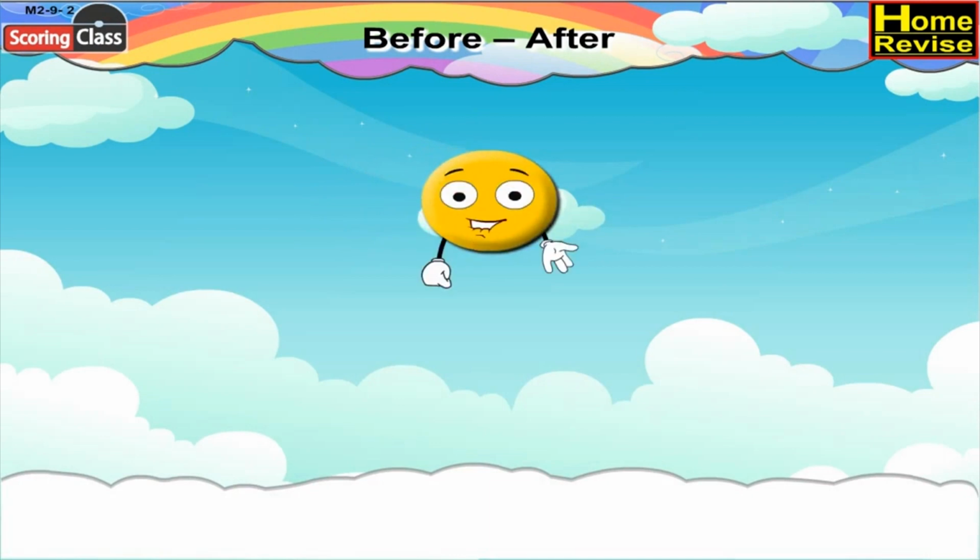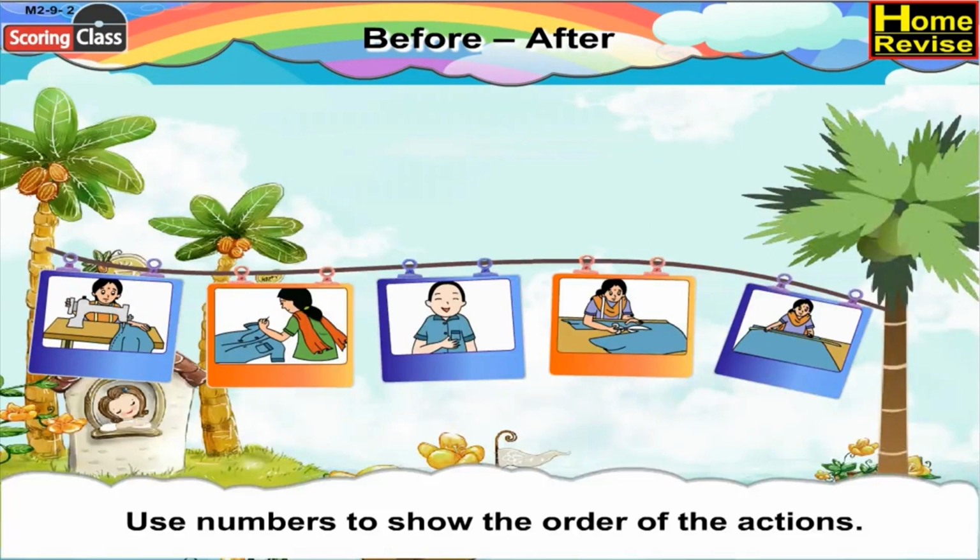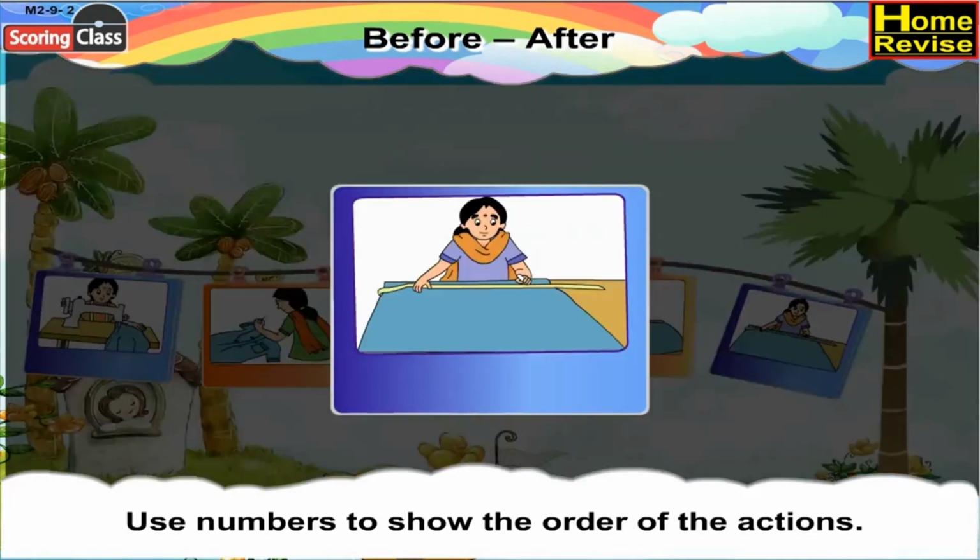Before, after. Use numbers to show the order of the actions. Now can you see 5 pictures? I think first the tailor will take the cloth and make the markings with the help of a measurement tape. Do you agree with me? Well, then let us mark 1 for this picture.